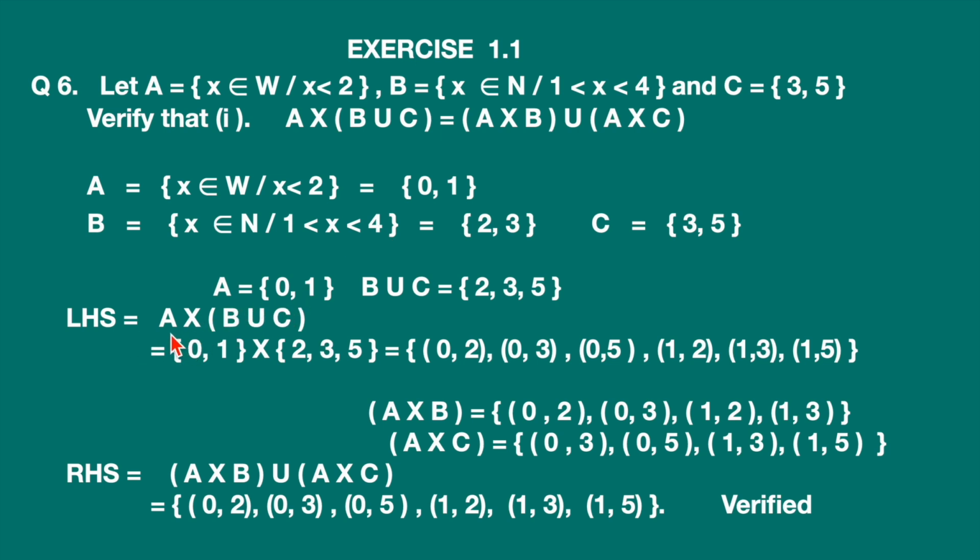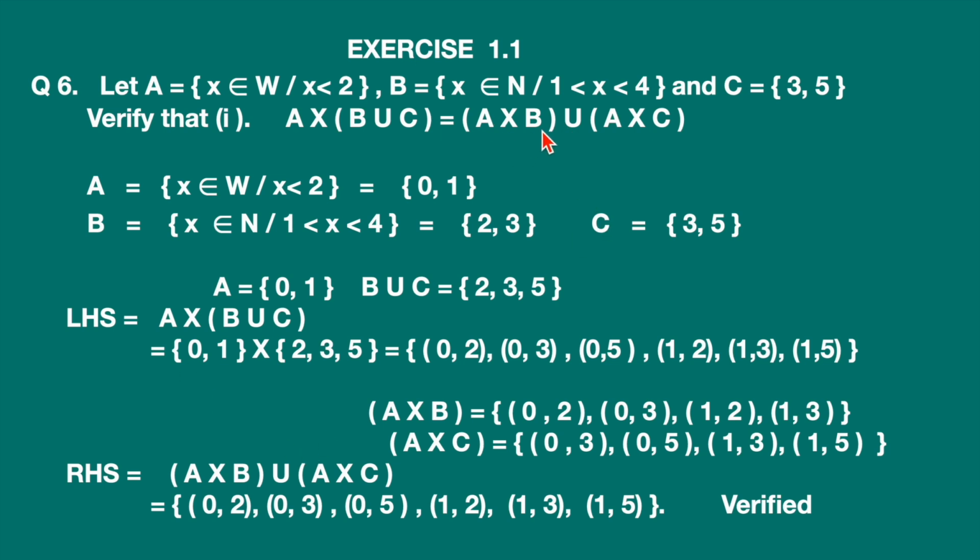Now we are going to do the LHS, A cross (B union C). So write down the set A, write down B union C, put the cross product sign here. Put the curly bracket. First ordered pair will be (0, 2). The second ordered pair will be (0, 3). Third will be (0, 5). Now (1, 2), (1, 3) and (1, 5). That's it. Close the bracket. So this is LHS.